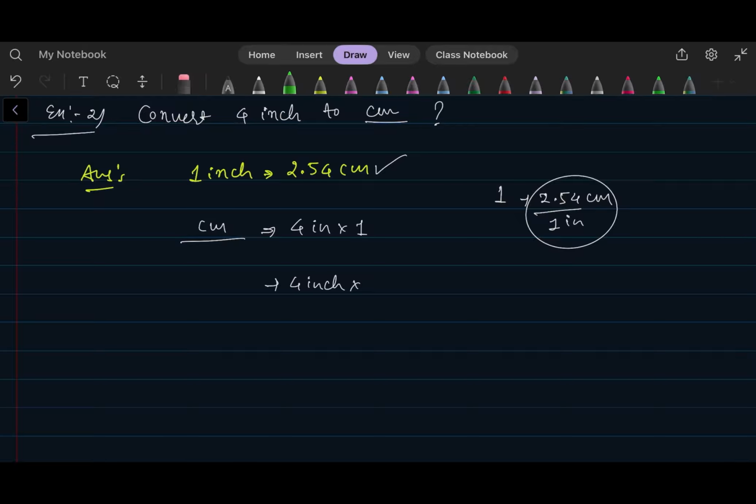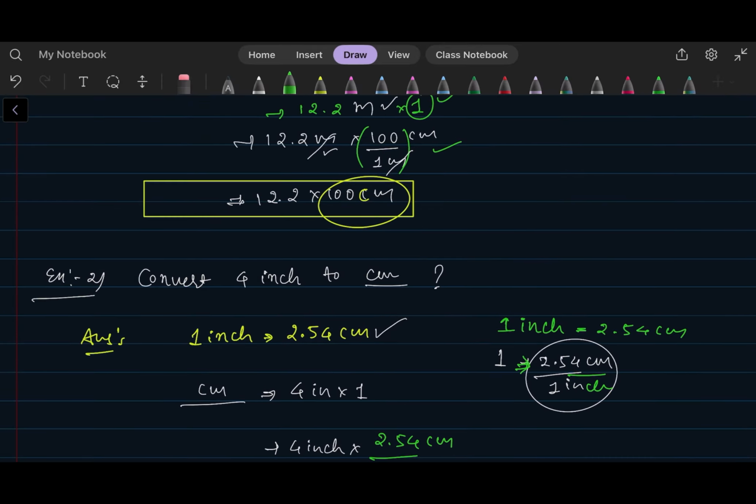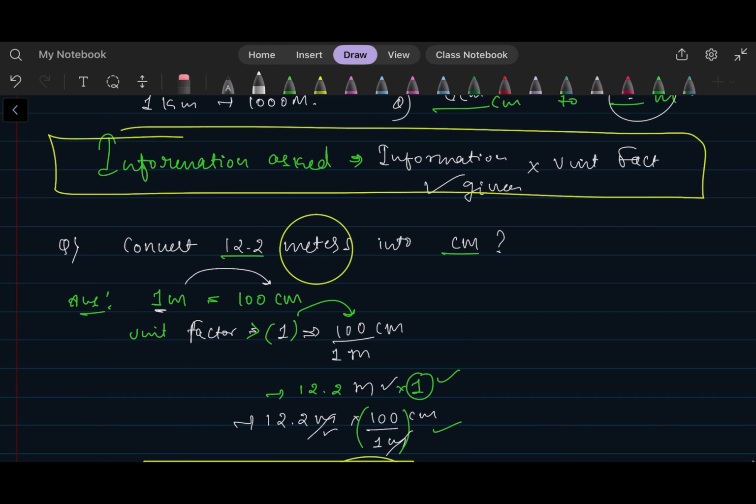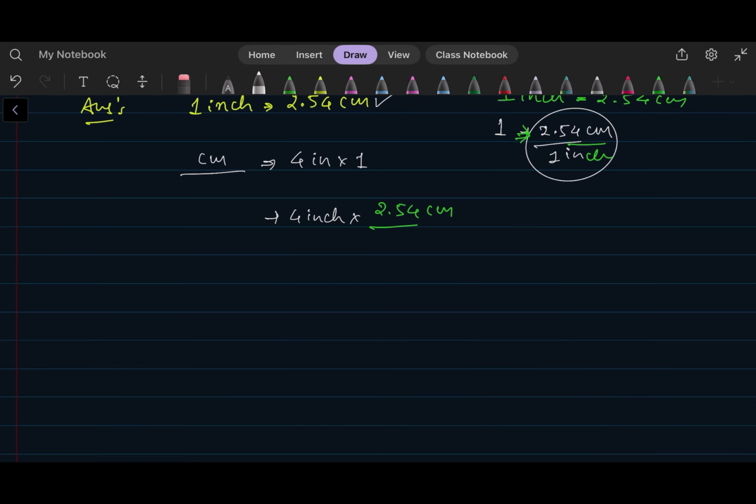Sir, how did you get this one? That is what I mentioned: 1 inch is equal to 2.54 centimeters. Keep 1 here, bring inch to this side, the right-hand side, then it becomes 2.54 centimeters divided by 1 inch. So 1 is nothing but this much value. I am keeping it as it is. How did you get this? 4 inches is the given information. You can see the formula: given information into unit factor. Unit factor is nothing but 1. So how much is 1? 2.54 centimeters divided by 1 inch.